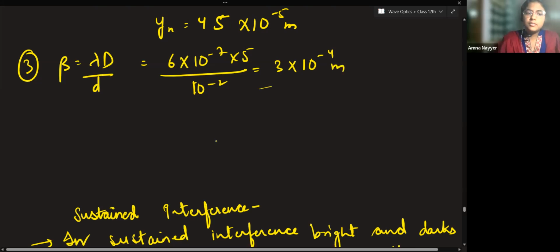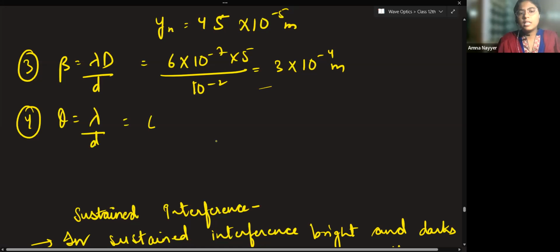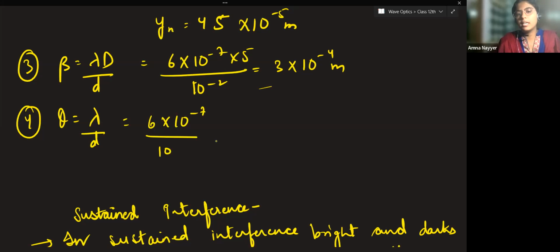In the fourth part you have theta, that is just lambda by small d. That will be simply 6 into 10 to the power minus 7 by 10 to the power minus 2. This will be 6 into 10 to the power minus 5 radian.